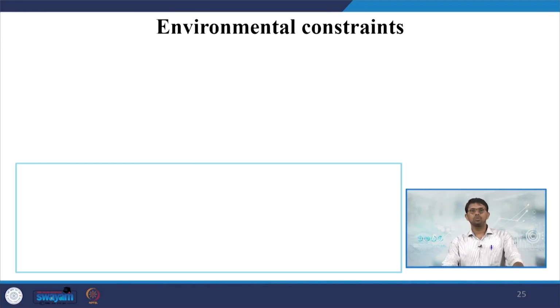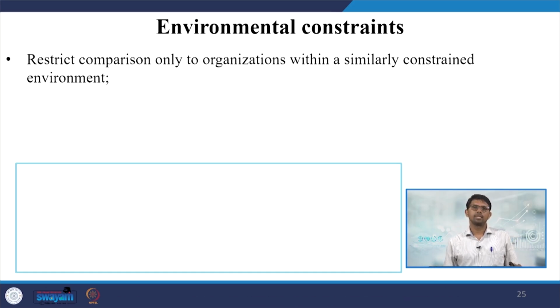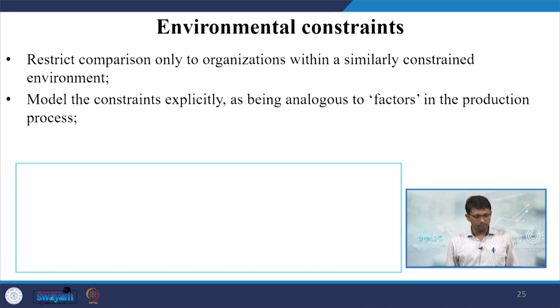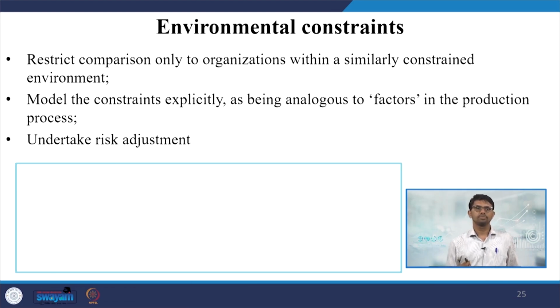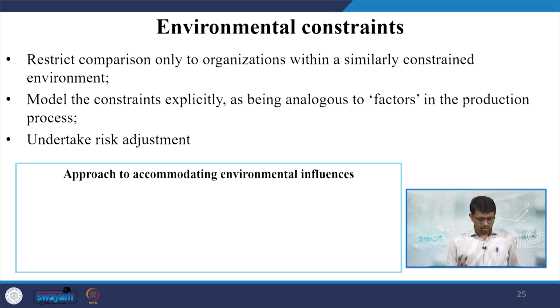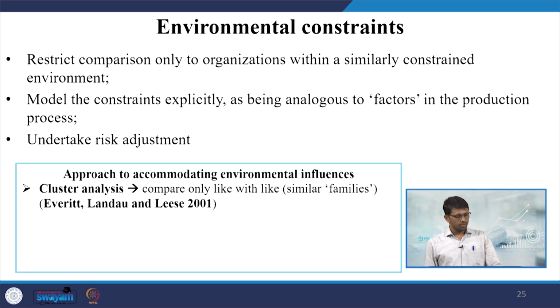Okay. Coming to another important point of analysis of productivity and efficiency, and their constraints. One of the constraints we mentioned is environmental constraints that restrict comparison only to organizations within a similarly constrained environment. These models treat the constraint explicitly as being analogous to factors in the production process, and this undertakes risk adjustment as well. How to accommodate these influences, environmental constraints?